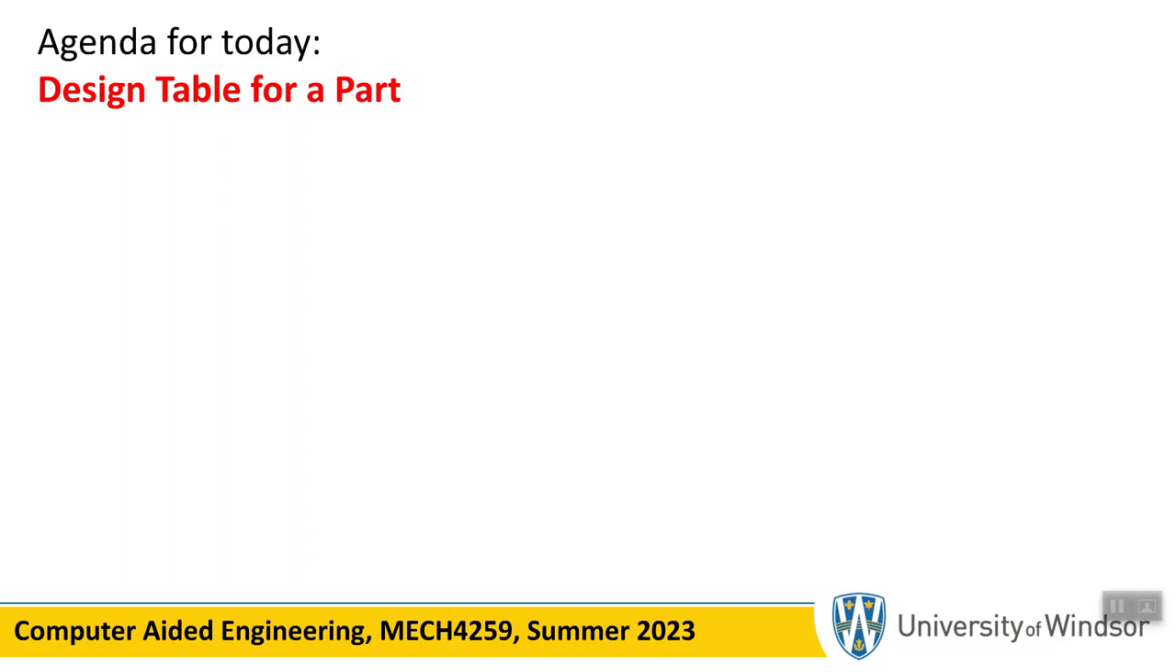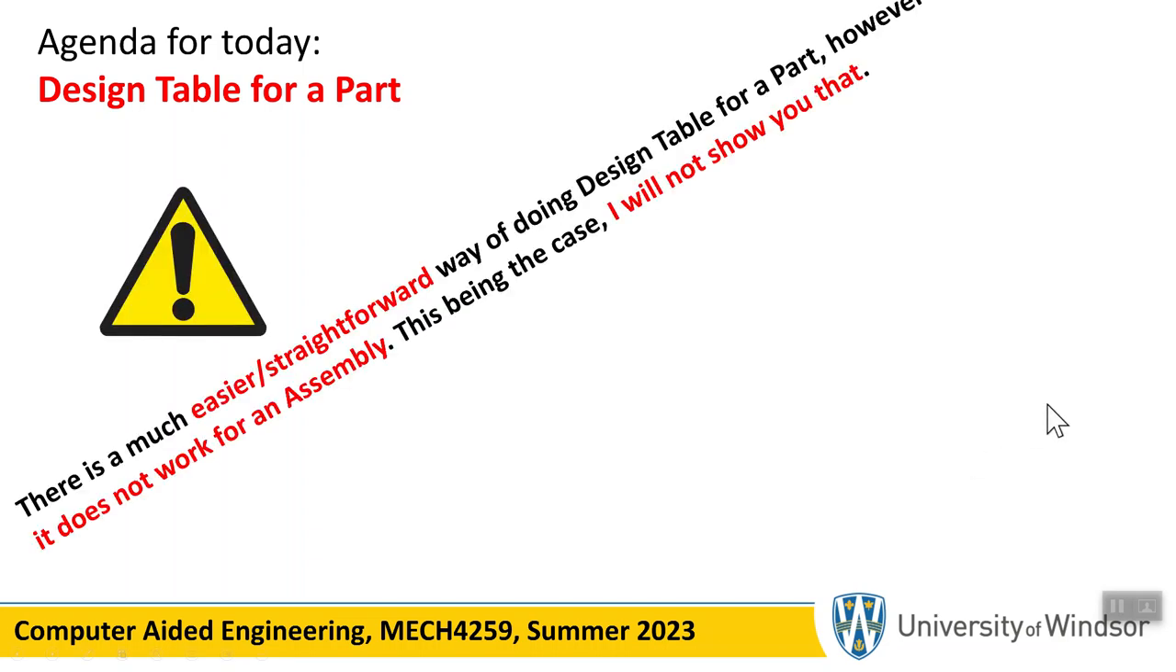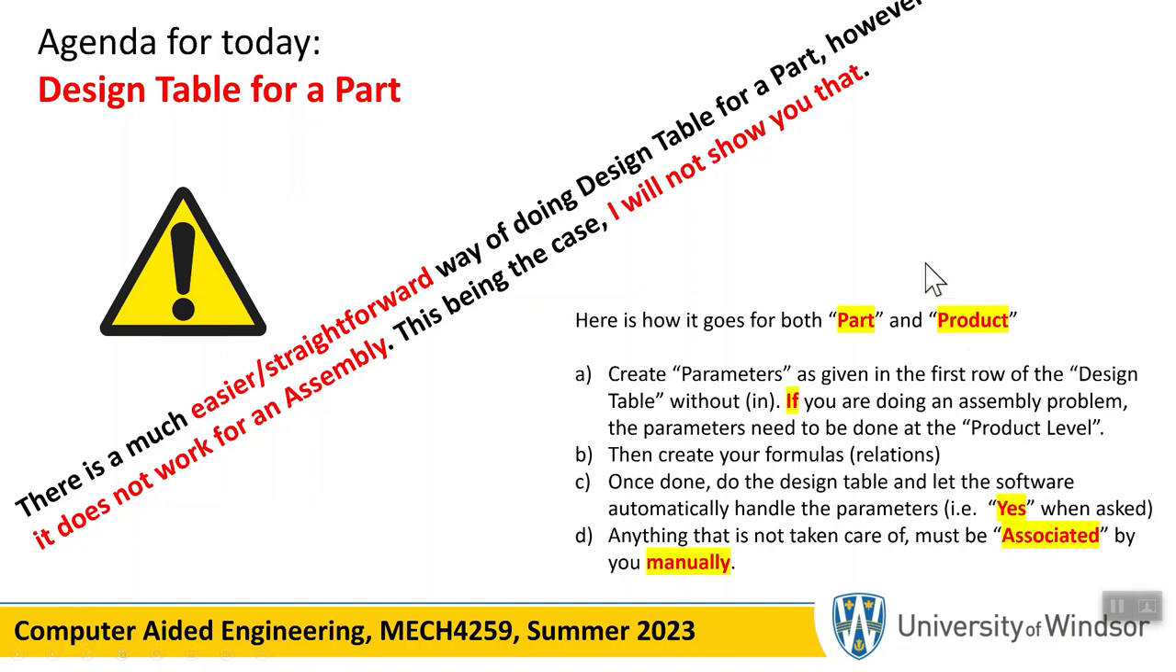Okay, good. So what do I mean by this design table? Well, first of all, let me make sure you understand that there are many ways of doing these problems. There are easier ways of doing design table for a part, but those things do not easily generalize to an assembly or a product. So I will not go that route, okay? And I will do it the way that may look more complicated than it is, but it applies also to assemblies.